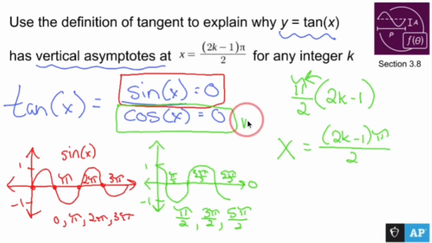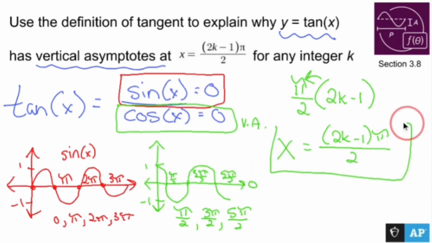And so since vertical asymptotes occur when the x values of the denominator equal 0, as long as it doesn't do the same thing for the numerator, these are the general equation for the vertical asymptotes of tangent, as long as it's just regular tangent. When it's not regular tangent, it complicates things. But that is how we use the definition of tangent to come up with the vertical asymptotes in that form right there.